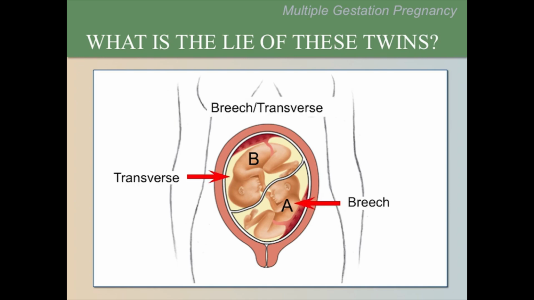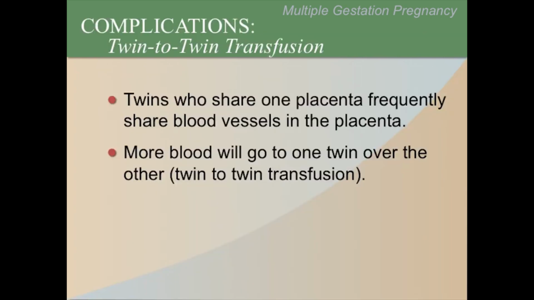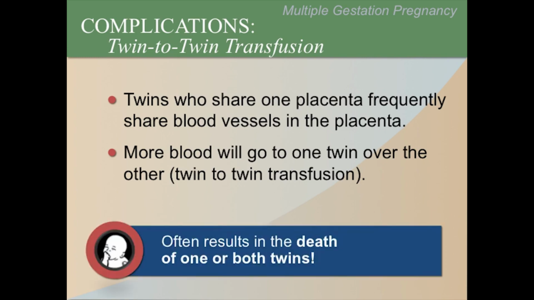We would call the fetal presentation breech transverse, remembering that the first term always refers to the presentation of twin A. Twins who share one placenta frequently share blood vessels in the placenta. This can result in more blood going to one twin than the other. This is called twin-to-twin transfusion. The fetal death rate in cases with twin-to-twin transfusion is high.